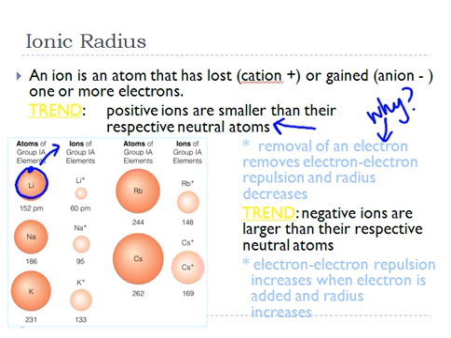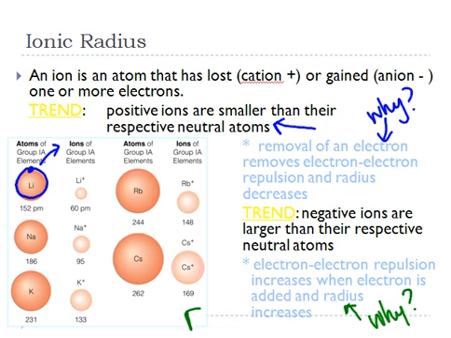Now let's look at the trend for negative ions. It says again here, negative ions end up being larger than their respective neutral atoms. I don't have a picture of that on this slide, but you can sort of see what will end up happening here. Let's see if I can draw in a little corner here. So again, why does this happen? Answer is here. The electron-electron repulsion increases when an electron is added, and therefore the radius increases.